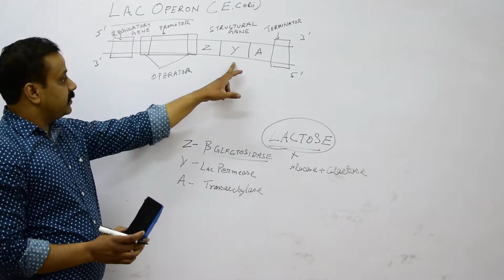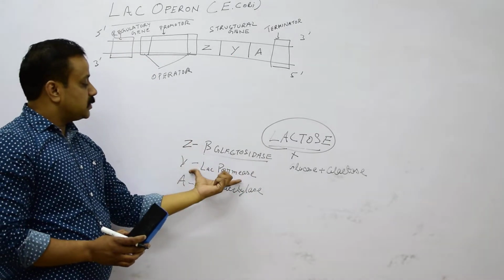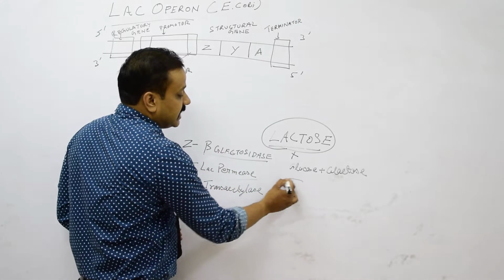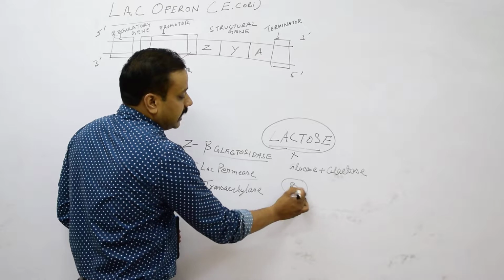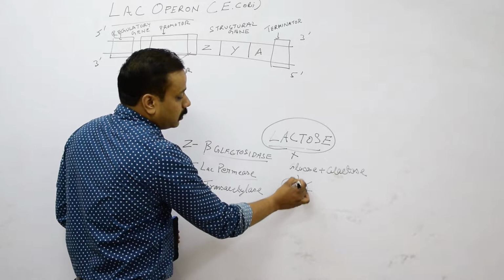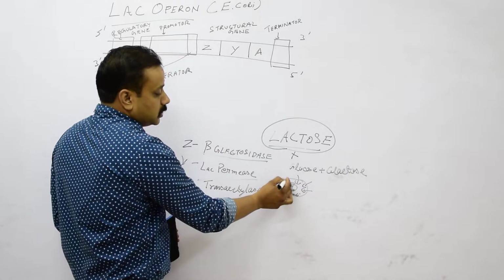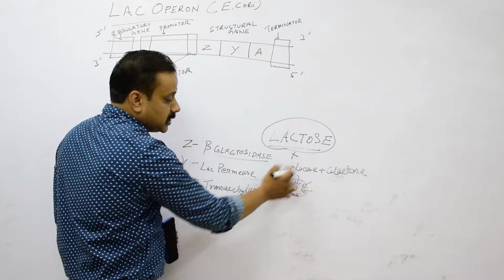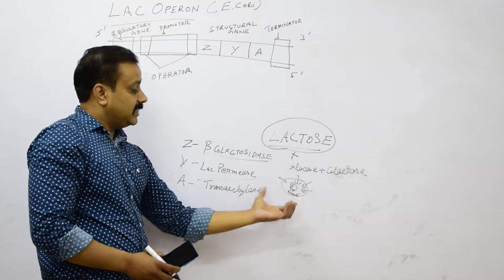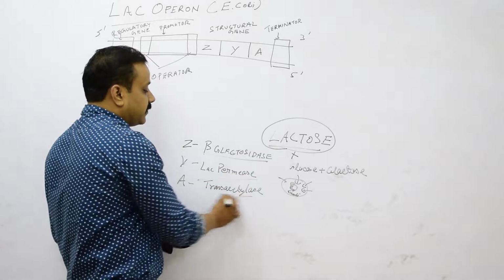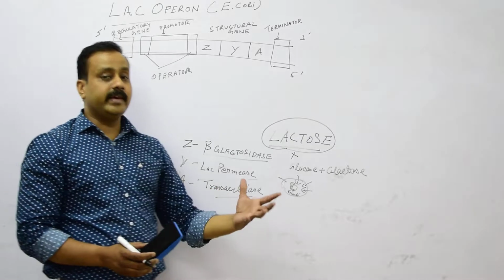The second gene, which is Y, is responsible for the formation of another enzyme, permease, which increases the absorption of lactose within the E. coli. So this lactose, which is there in the surroundings of the bacteria, is absorbed with the help of lac permease, and the function of trans-acetylase is not very clear.